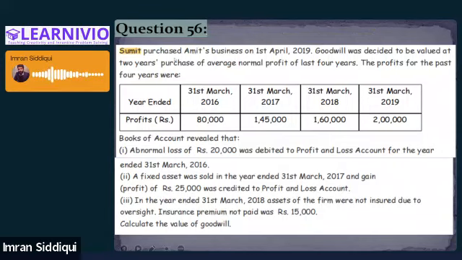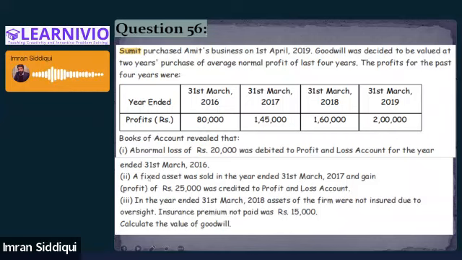It says, Sumit purchased Amit's business on 1st of April 2019. Goodwill was decided to be valued at 2 years purchase of the average normal profit of the last 4 years. Profit for the past 4 years is given. For the year 2016, profit was 80, then 145, 160, and 2 lakh. Books of account revealed that an abnormal loss of 20,000 was debited to profit and loss account for the year 2016. So adjustment information for each year is given in the points. First, the adjustment regarding the 2016 profit is given.